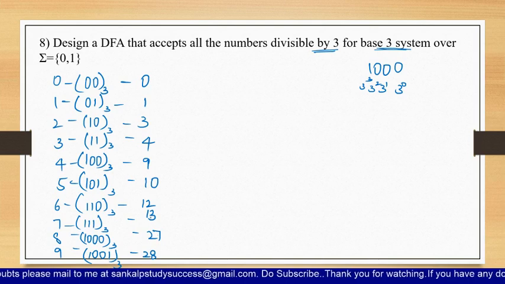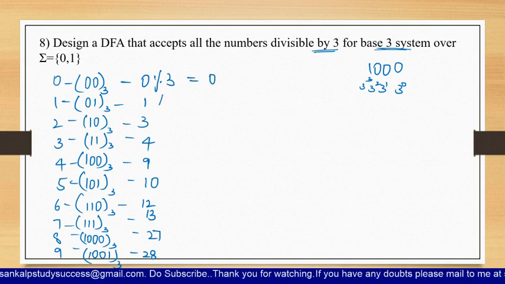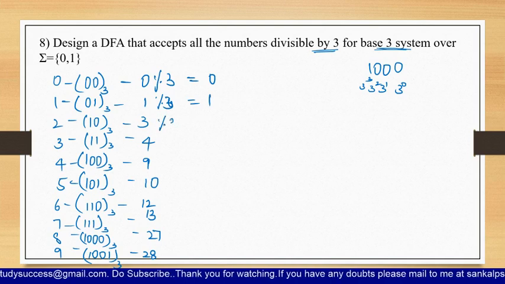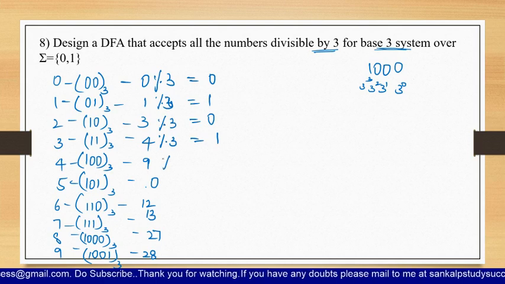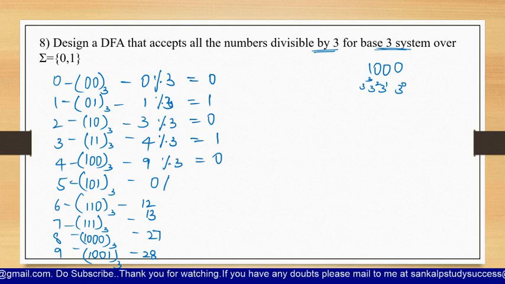Like this, you are going to convert into the base 3 system. Now you have to check whether this base 3 number is divisible by 3 or not. That means if you do mod 3, then you should get the remainder as 0. In this case it is 0. Mod 3, which is 1. Mod 3, again it is 0. If you do mod 3, it is 1. Mod 3, it is 0.